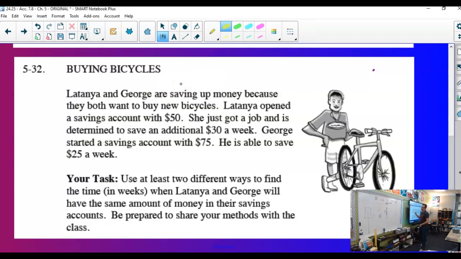So if I'm highlighting info about Latanya, Ruth, tell me one thing I should probably highlight and maybe write down. I don't know. I just got here. Let me read it first. Fine, I'll come back to you. Emery? She's starting with $50. Kyle, what else? About Latanya.